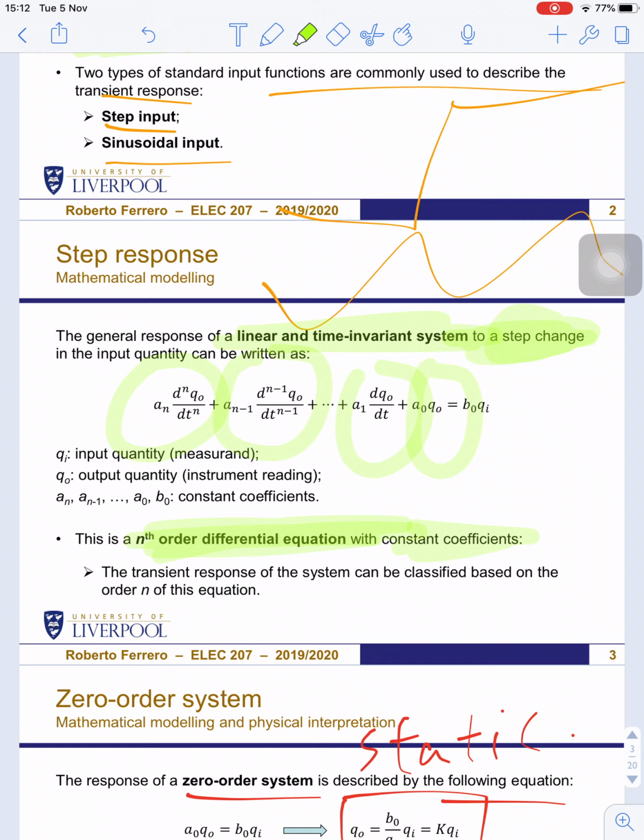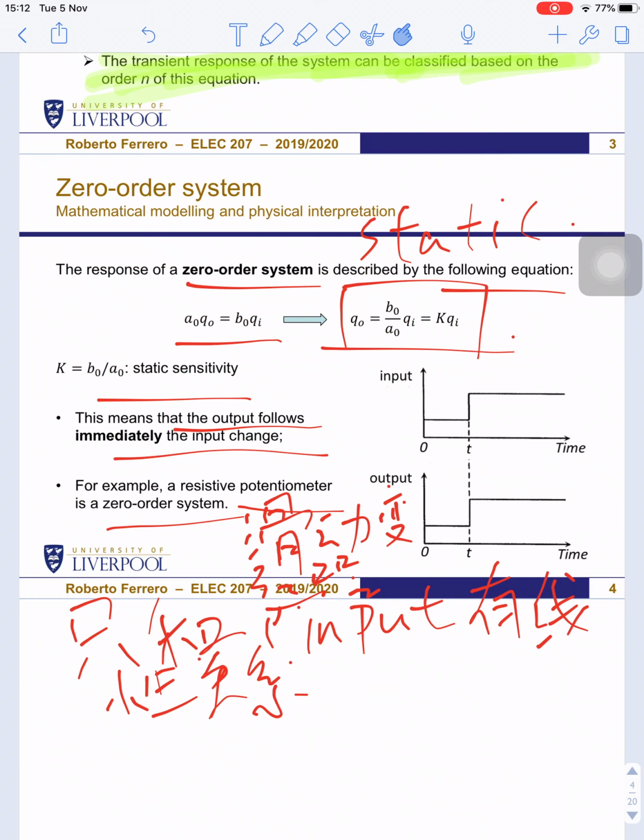这是一个 n 阶的微分方程，它有一些 coefficient。那么 transient response 可以根据方程的阶数 n 来分类，比如1阶 response、2阶 response、3阶 response，还有0阶 response。我们最喜欢的是0阶 response，它不考虑任何导数，即 a0 qo 等于 b0 乘以 qi，所以 qo 等于 b0 比上 a0 乘以 qi，也就是 K qi，where K equals b0 divided by a0, is the static sensitivity. This means that the output follows the input immediately.